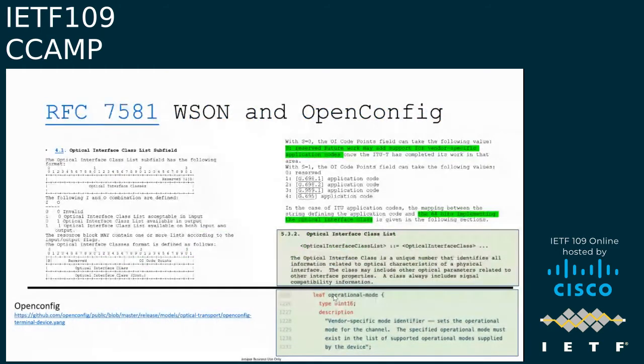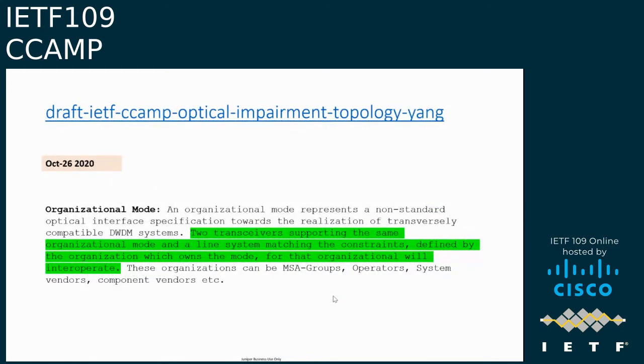Then, go ahead. Then there was some discussion, up until October 26, which was when I sent out the email to the working group. We had this kind of definition in our draft, which basically says that transceivers supporting the same organizational mode and matching the same constraints will interoperate. So at least in the definition, there was nothing about explicit parameters. Next page.